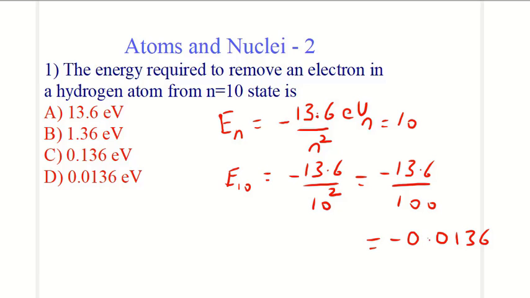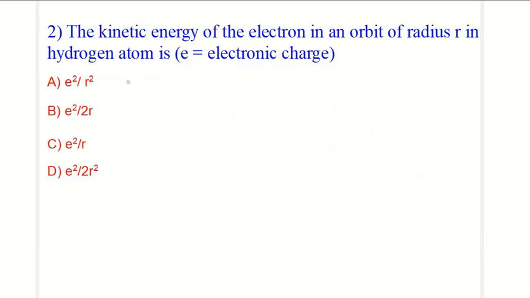So this much amount of energy is possessed by the electron in the 10th orbit. So we must supply an energy which is in the positive sense. So the answer in this case is D, plus 0.0136 electron volt. Next we come to question number 2.